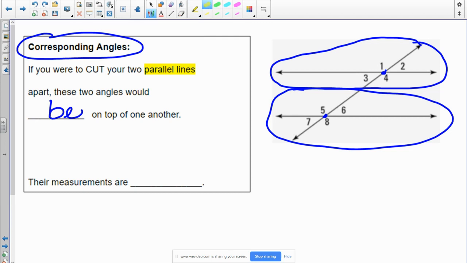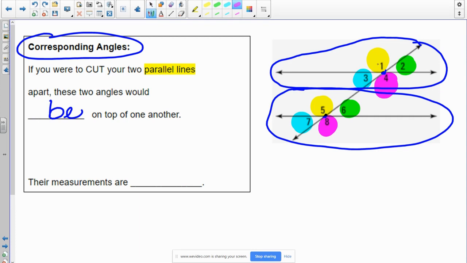So, for example, angle 1 here corresponds with angle 5. So go ahead and highlight those two. Again, you're highlighting with me. Angle 2 corresponds with angle 6. Corresponding angle 3 corresponds with 7. And 4 corresponds with 8. So those are corresponding angles.